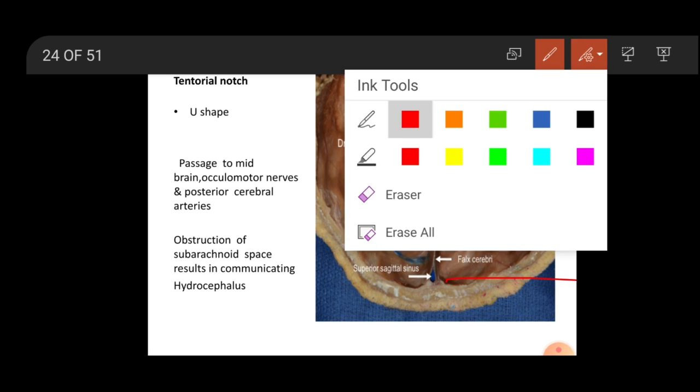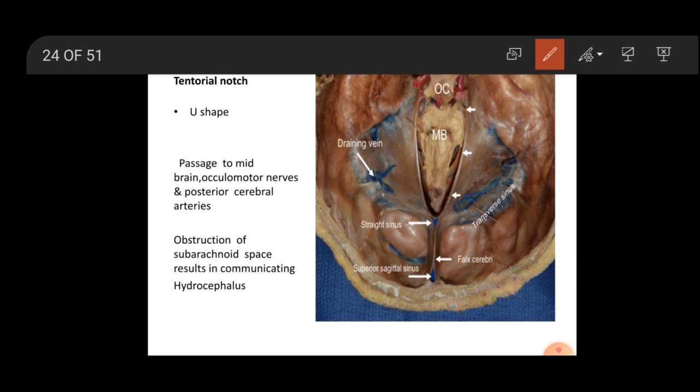So coming to this tentorial notch. The tentorial notch is a U-shaped structure. This opening is called the tentorial notch, and it is U-shaped. It gives passage for the midbrain, the oculomotor nerves and the posterior cerebral arteries. These are the three structures that pass through this tentorial notch.